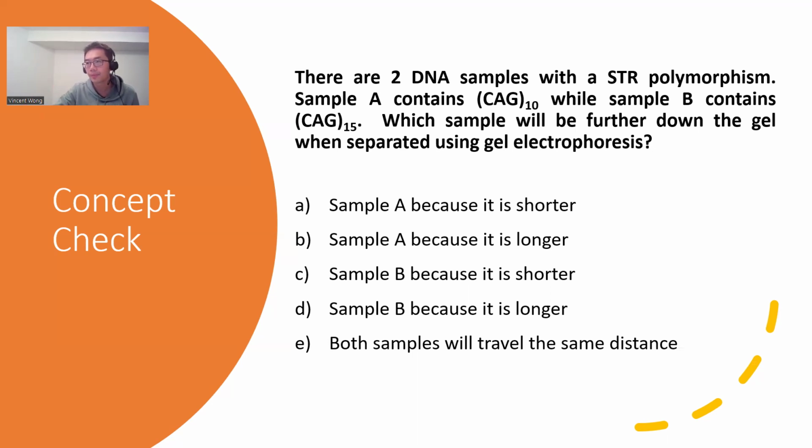Okay, not bad. CAG is repeated 10 times, so it's 30 in total. This one is 45 in total length. So it's asking you which one will go down the gel further. It's going to be A, because A is shorter. The shorter it is, the further it's going to travel down the gel.